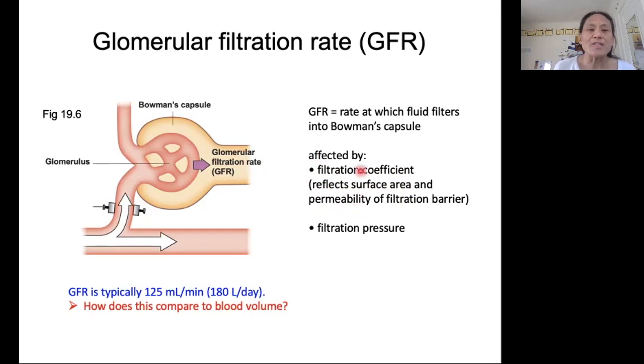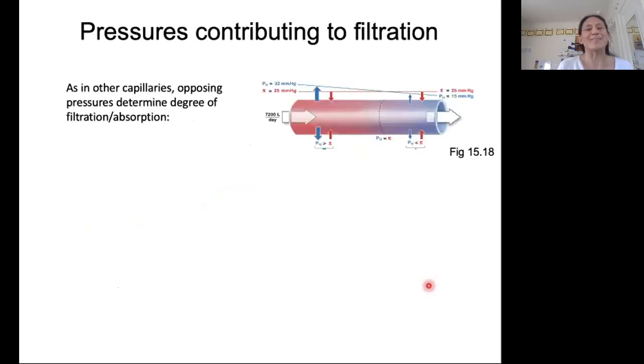The second thing that is going to have an effect on GFR is filtration pressure. So we have a pressure that's driving the movement of fluid from the glomerulus into Bowman's capsule. And I'm going to go into greater detail about that right now.